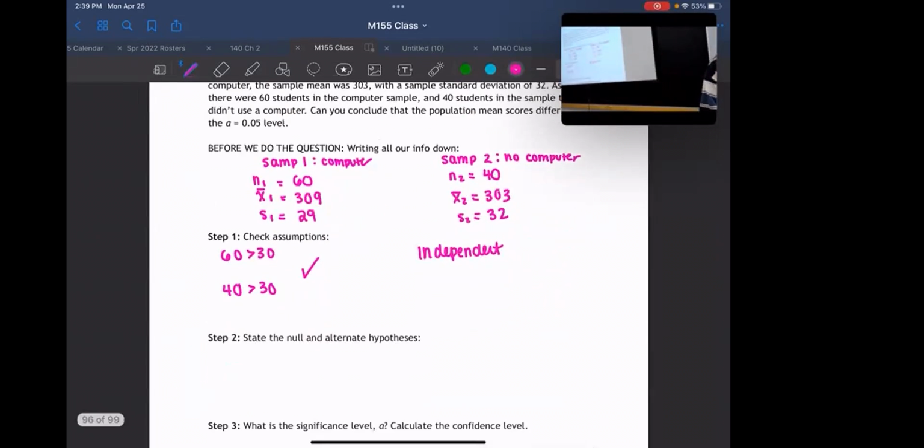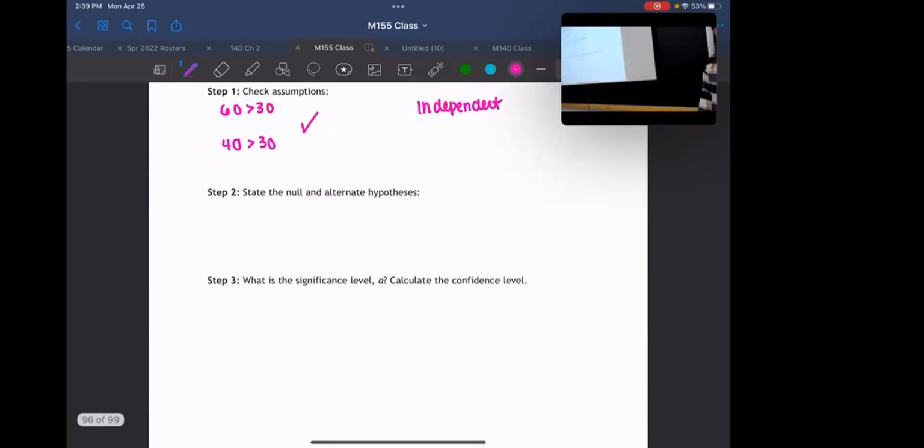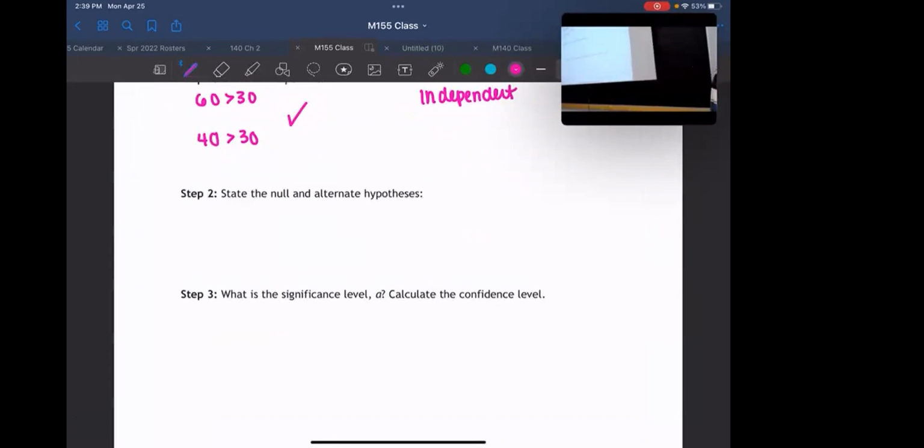Step 2, we're going to state the null and alternate hypothesis. Here's where things get a little bit different, so let me step you through this one. We're going to have H0 and H1. H0 for these types of questions is always going to be the same. You don't have to look in the question. It's always going to be mu1 equals mu2. That's it.